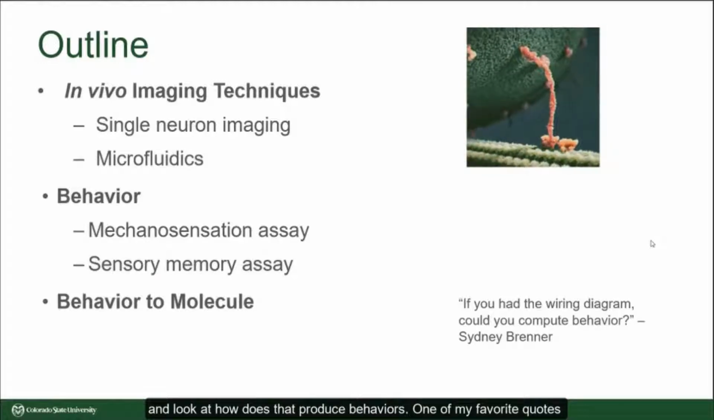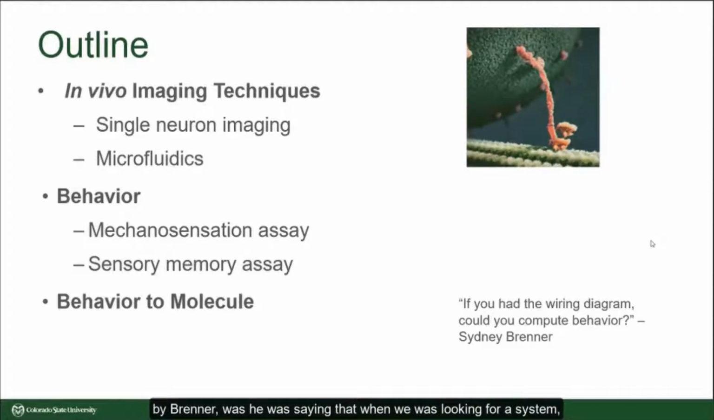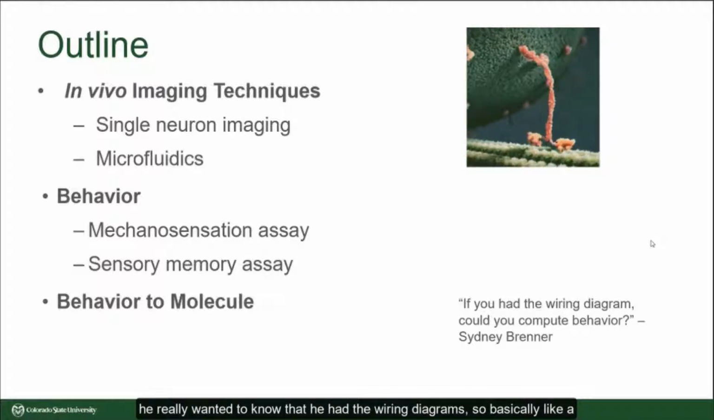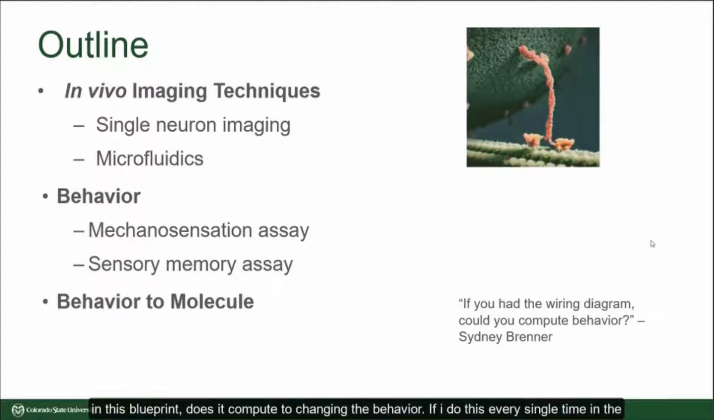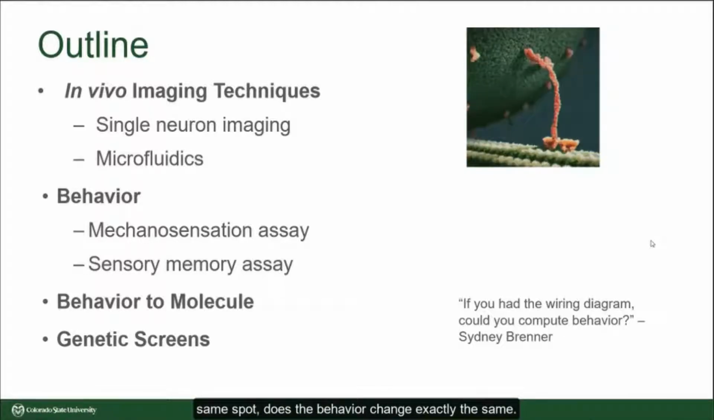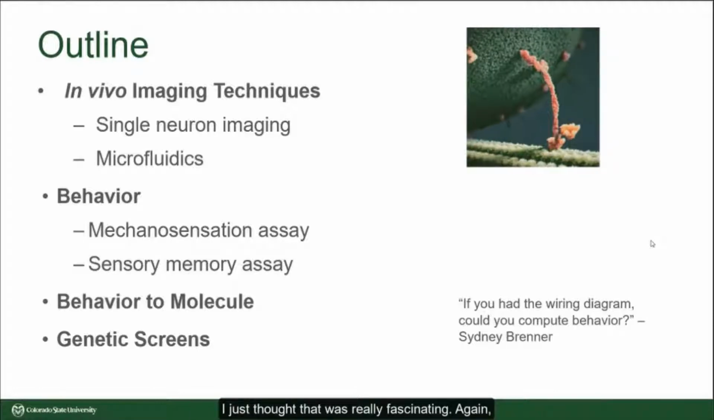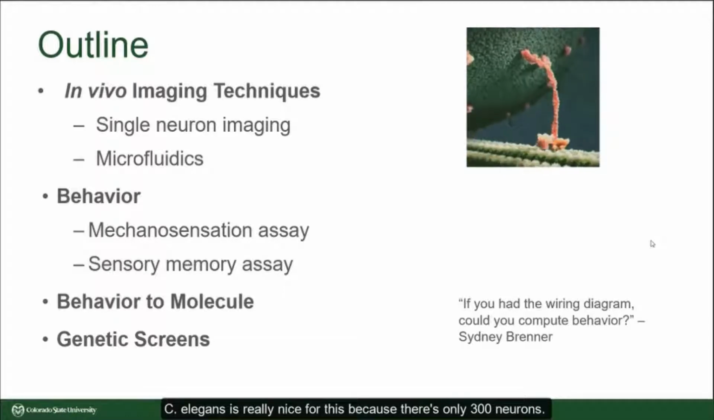One of my favorite quotes in an interview of Sydney Brenner was that when he was looking for a system, he really wanted to know that if you had the wiring diagram, basically a neuronal blueprint, could we compute behavior from this? If I change something in this blueprint, does it change the behavior? If I do this every single time in the same spot, does the behavior change exactly the same? I just thought that was really fascinating. And C. elegans is really nice for this because there are only 300 neurons.